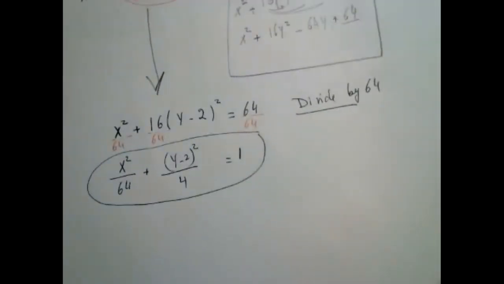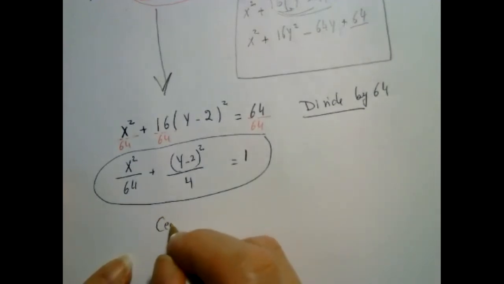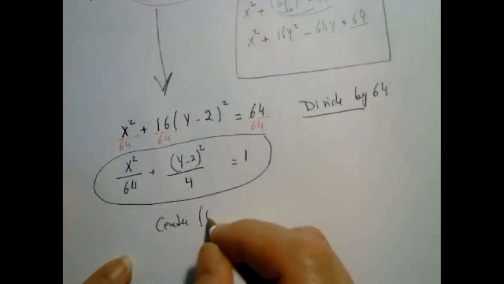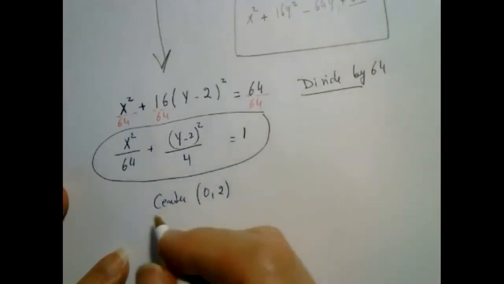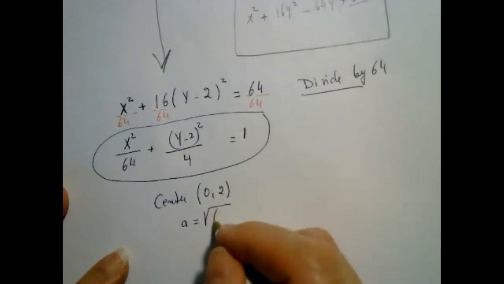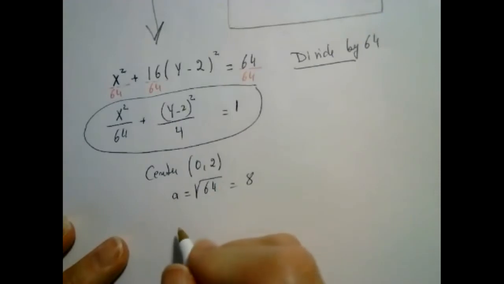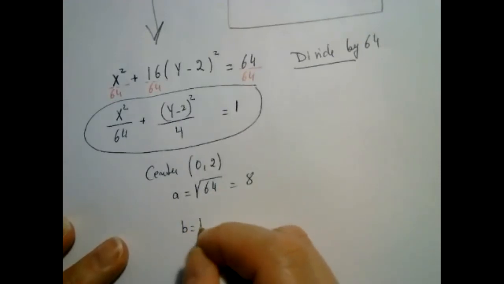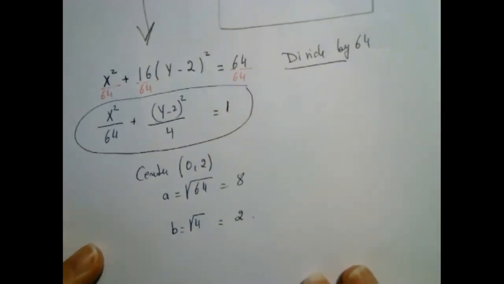All right. So now the center is easy for us. It's going to be 0, 2. And a squared is 64. a is the square root of 64, which is 8. So I'm giving you nice numbers here. And b is the square root of 4, which is equal to 2.